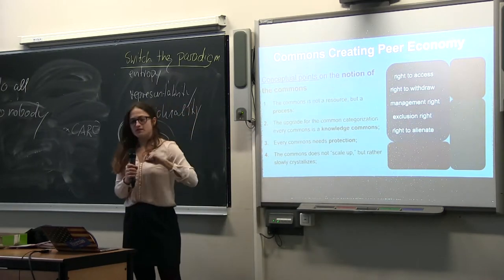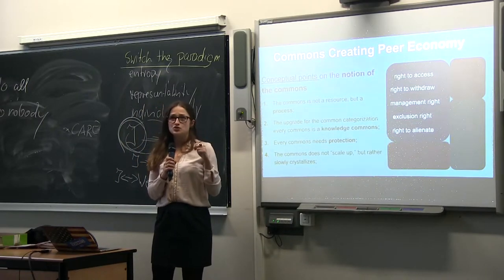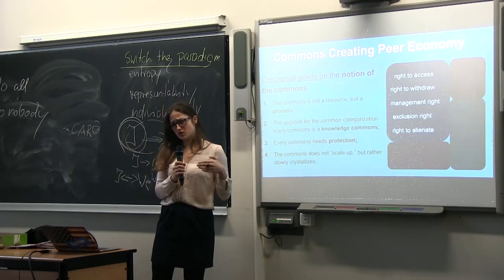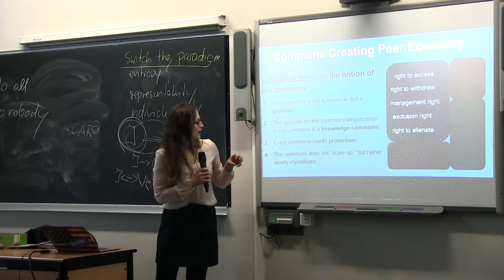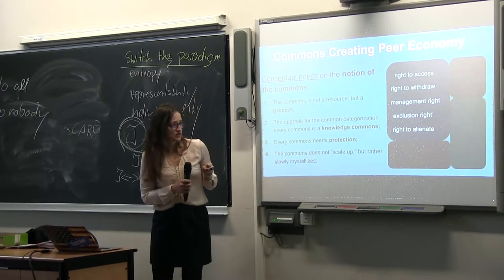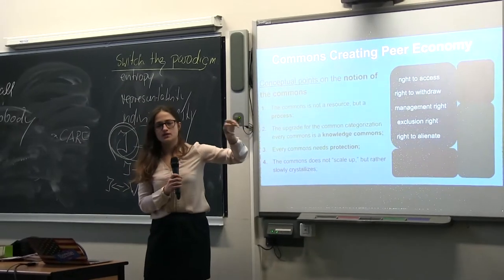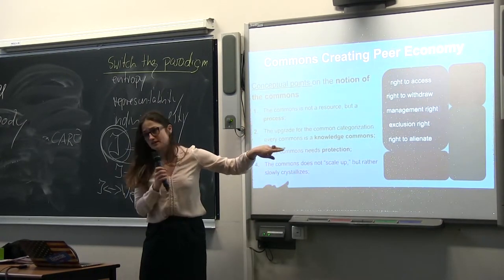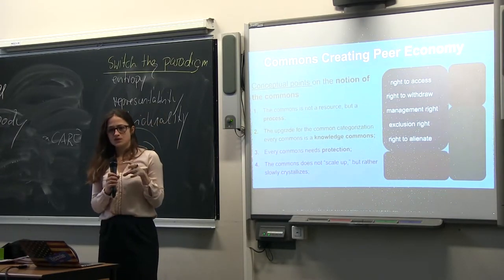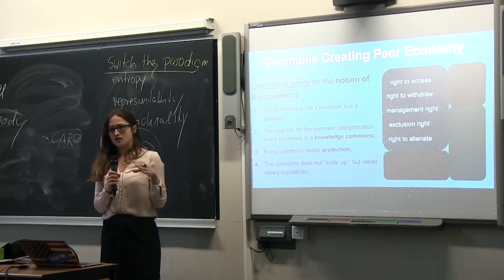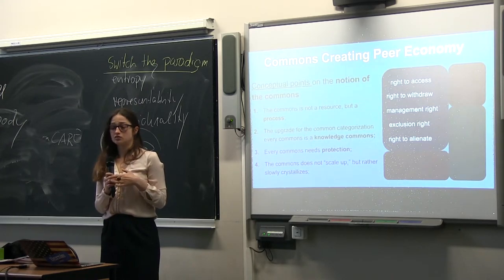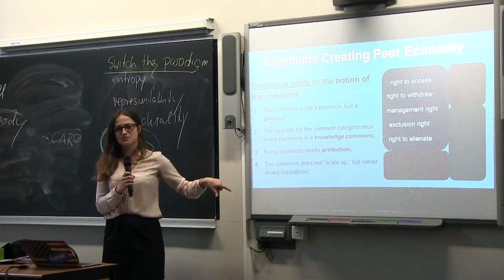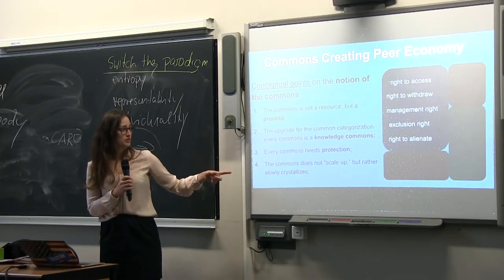Second, you also were mentioning that we need to change the categorization definitions of different types of commons, because every commons is a knowledge commons, a social commons, and a natural commons altogether. Point number three, every commons needs protection. This is why we put this building block as a bundle of rights. These different types of rights: right to access, to withdraw, management, exclusion rights, and right to alienate. So all members in the community should explicitly understand how these rights work, who is who, who can do what and who can't. Number four, commons does not scale up, but rather slowly crystallizes. And this is a very questionable topic. We would like to hear more about this from you.